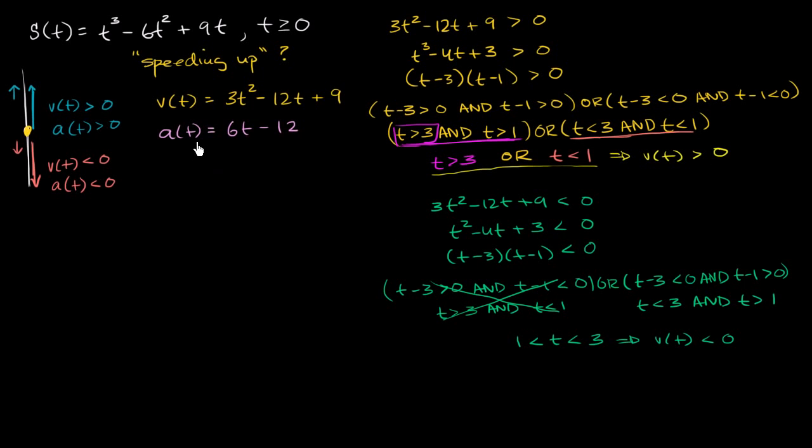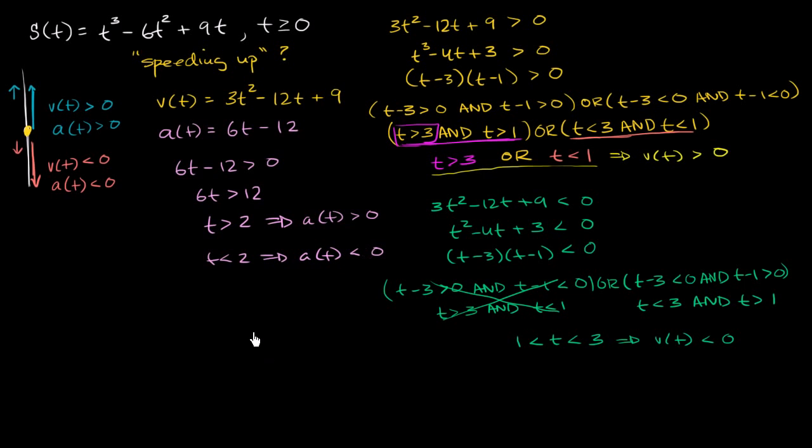Now let's think about the intervals where the acceleration is positive or negative. This is a little bit simpler algebraically. So when is 6t minus 12 greater than 0? Well, that's when 6t is greater than 12, or when t is greater than 2. When t is greater than 2, our acceleration as a function of time is greater than 0. And similarly, if you made this less than 0, when t is less than 2, our acceleration at those times is less than 0.